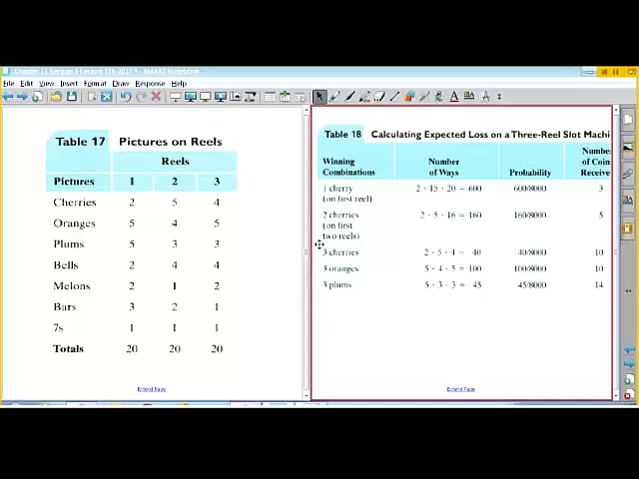The fundamental counting principle says if you have a multi-step process, how many choices do you have in each step? Once this comes up on the screen, we'll explain how they come up with the numbers.